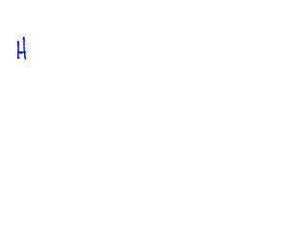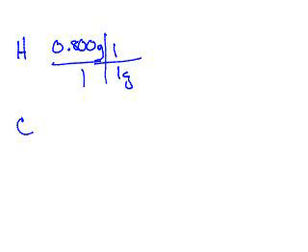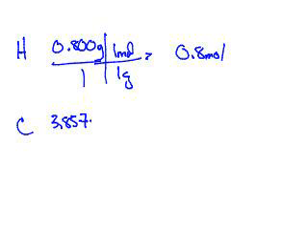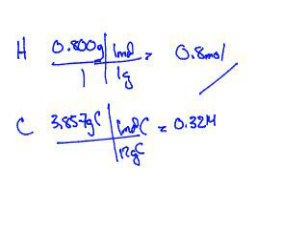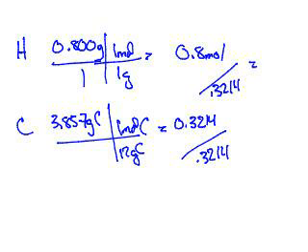We've got the masses. Let's do H and C. The H is 0.800 grams over 1, and there's 1 gram in 1 mole. So this is 0.8 moles. The carbon, we have 3.857 grams of carbon, 12 grams of carbon in 1 mole of carbon. And you get 0.3214. Divide by the smallest, 0.3214, 0.3214. You get 2.5 and 1.